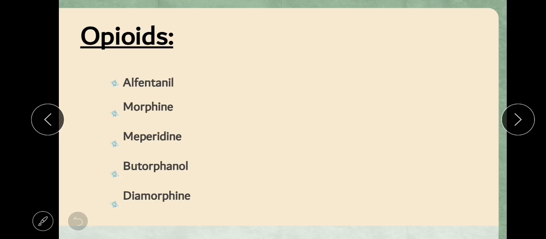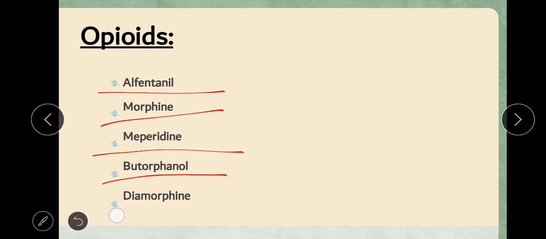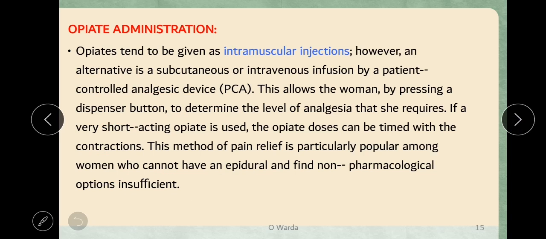Next are opiates. Amphetamine, morphine, meperidine, butorphanol, and diamorphine. Okay.